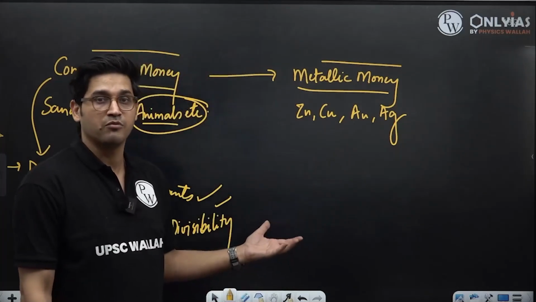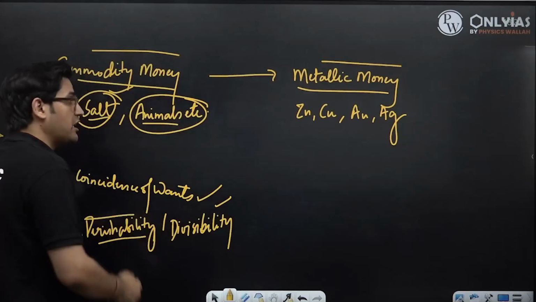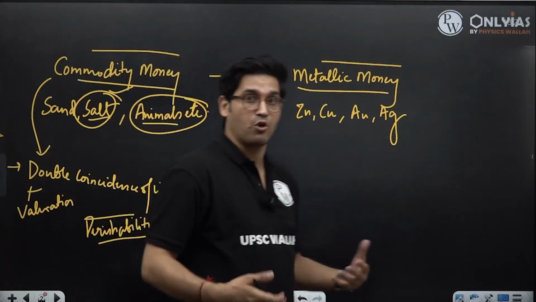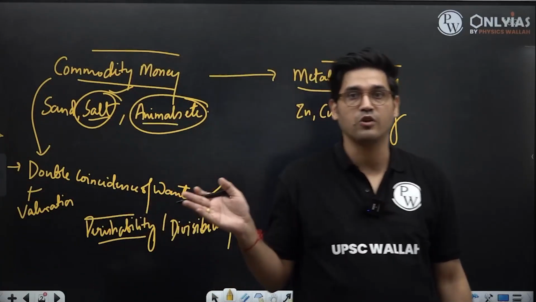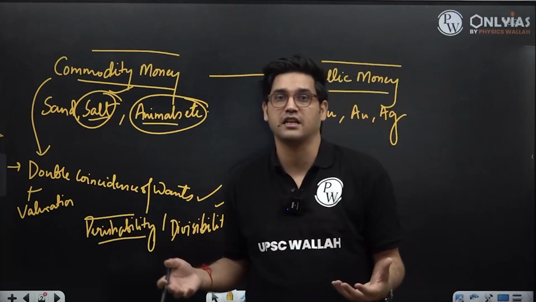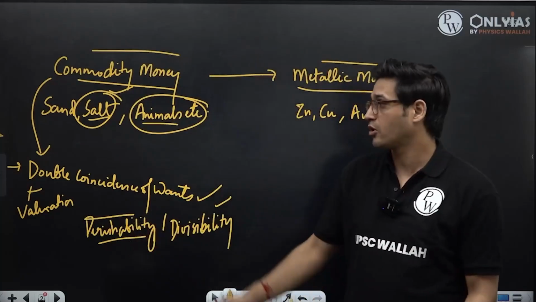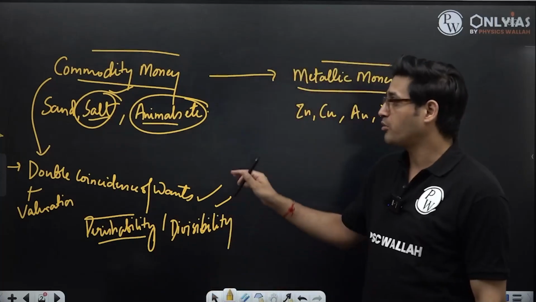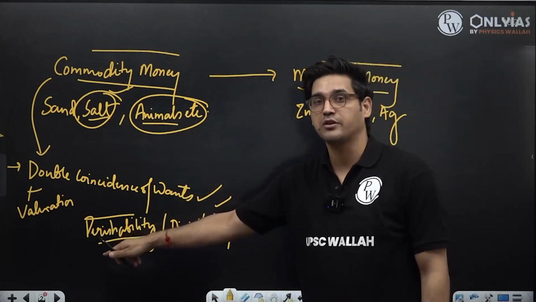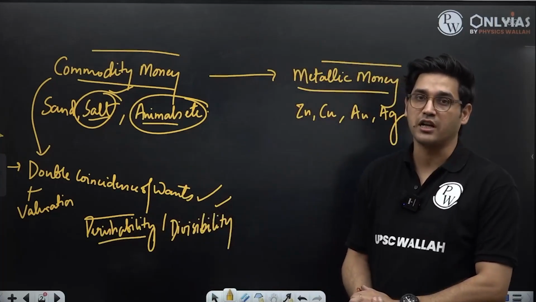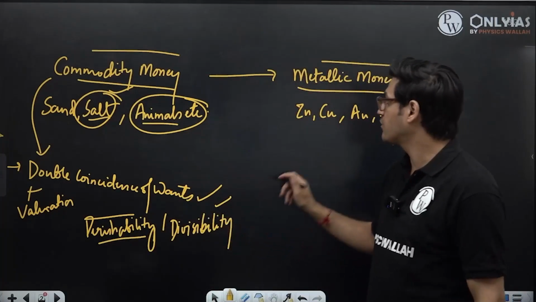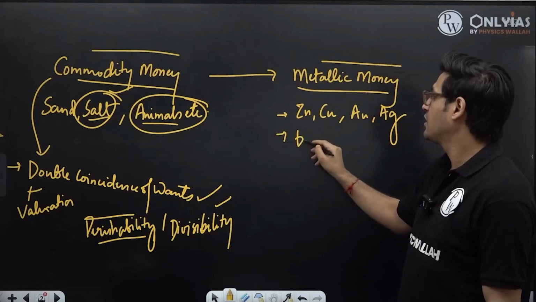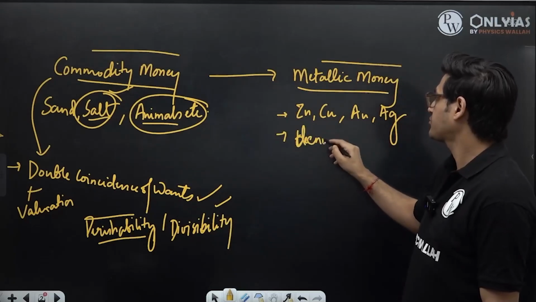The third problem was that of perishability. Now metals are far more long lasting than grains of salt would be. Metals are far more long lasting than milk. Metals are far more long lasting than dead animals also. So quite obviously the problem of perishability was also solved. So was the problem of divisibility. The problem of divisibility was solved by having what is called denominations.